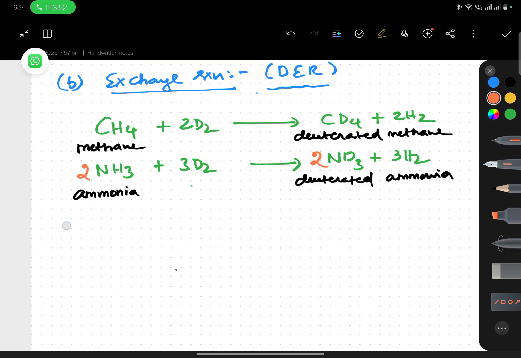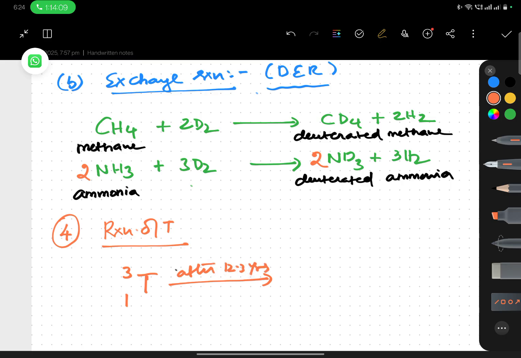So similarly, you can go for reactions of tritium. Again, this happens in very drastic condition. For example, you take tritium and just leave it for some time. So after 12.3 years, it will become helium-4 plus a beta particle, which looks like an electron actually, but it is not. So tritium becomes helium, leaving the beta particle.